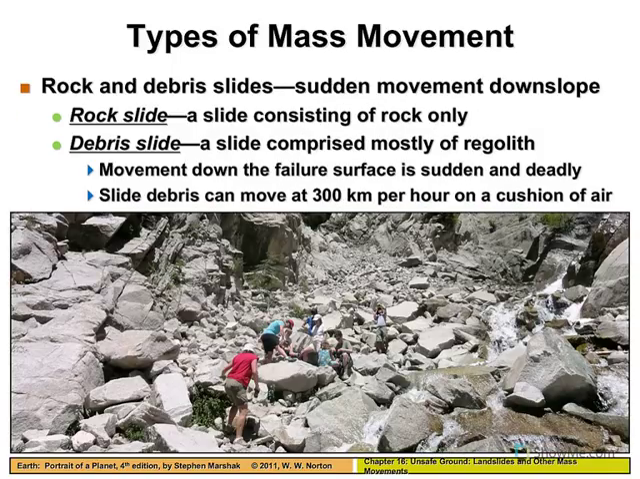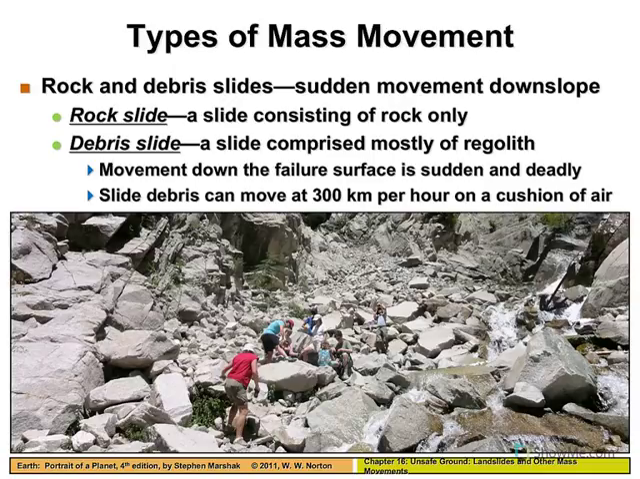Moving into even bigger size sediment, we have our rock slides and debris slides. This is sudden downhill movement where you don't necessarily need water. This is mostly gravity. So a rock slide is a slide consisting of rock. So this picture here is a rock slide, very large pieces. A debris slide is where we have much smaller pieces coming down. You can have rocks as well, but you're going to have lots of soil and mud coming down.